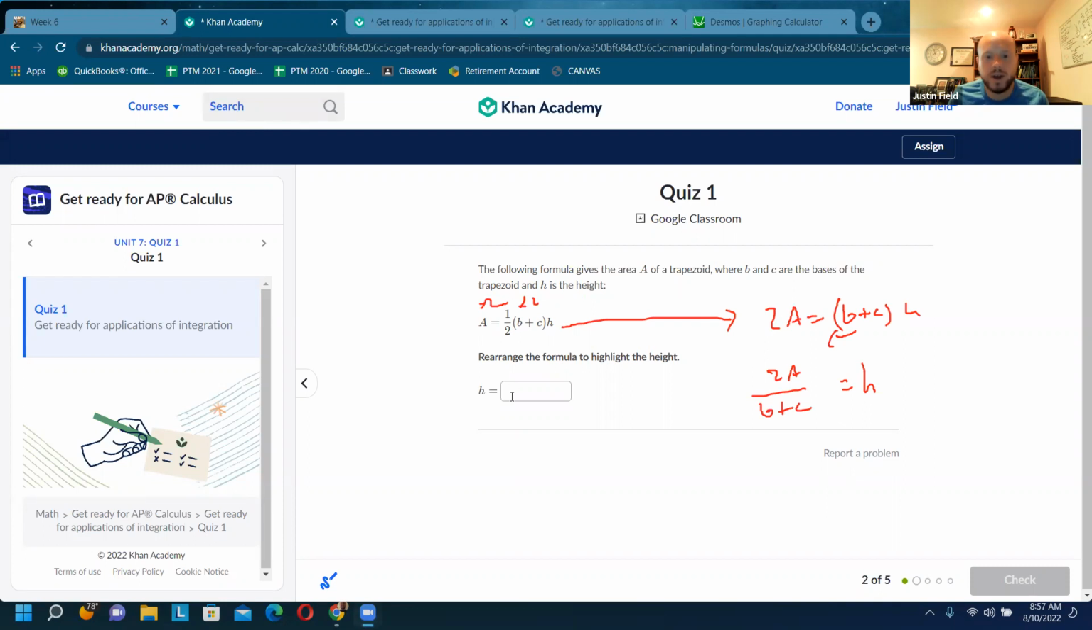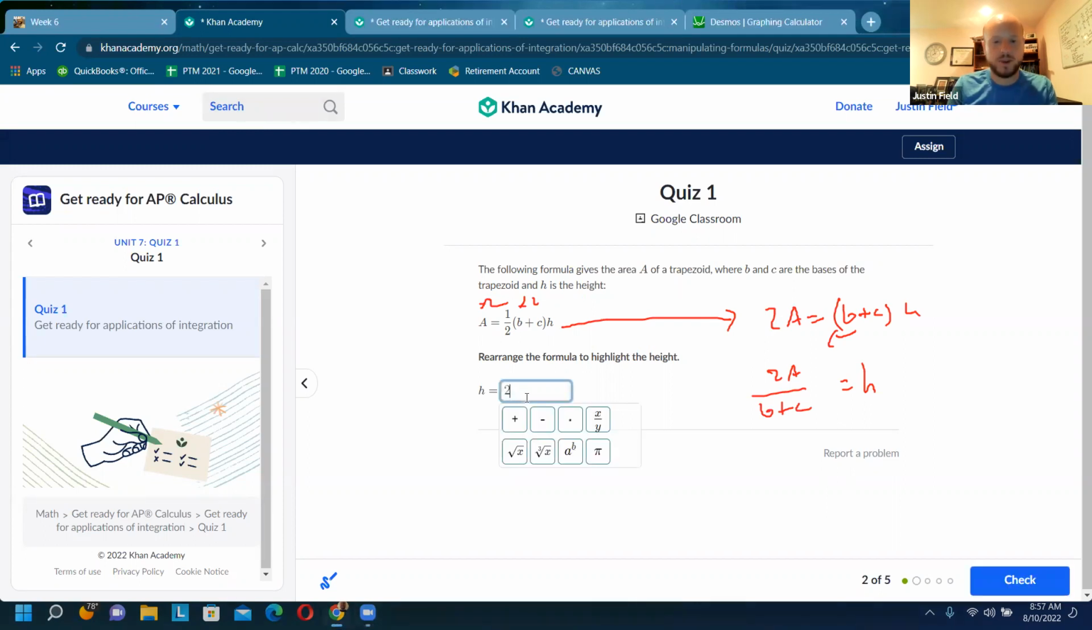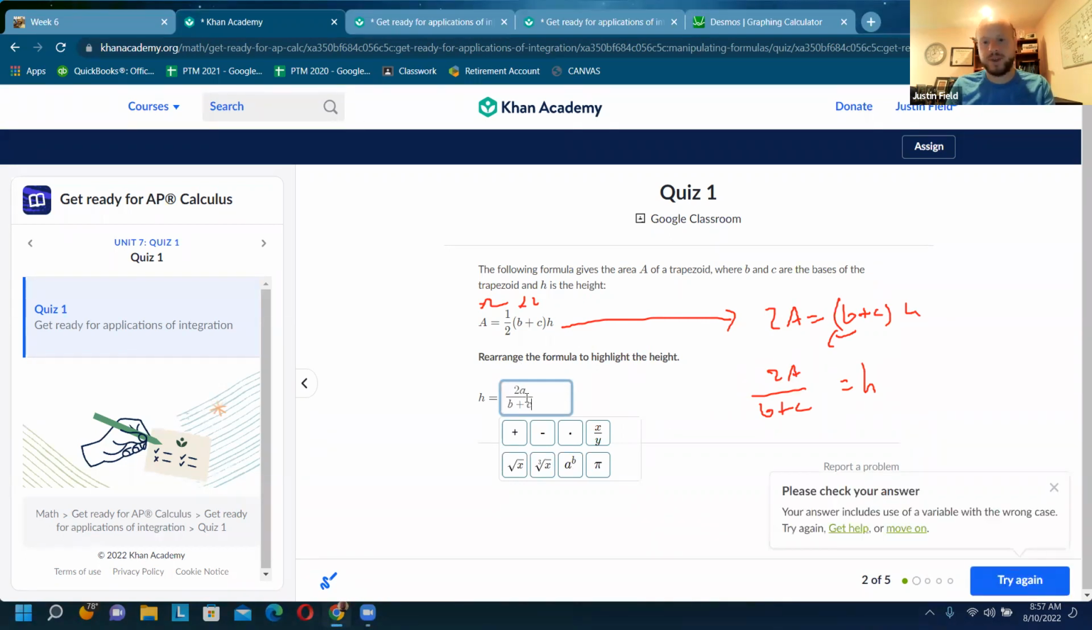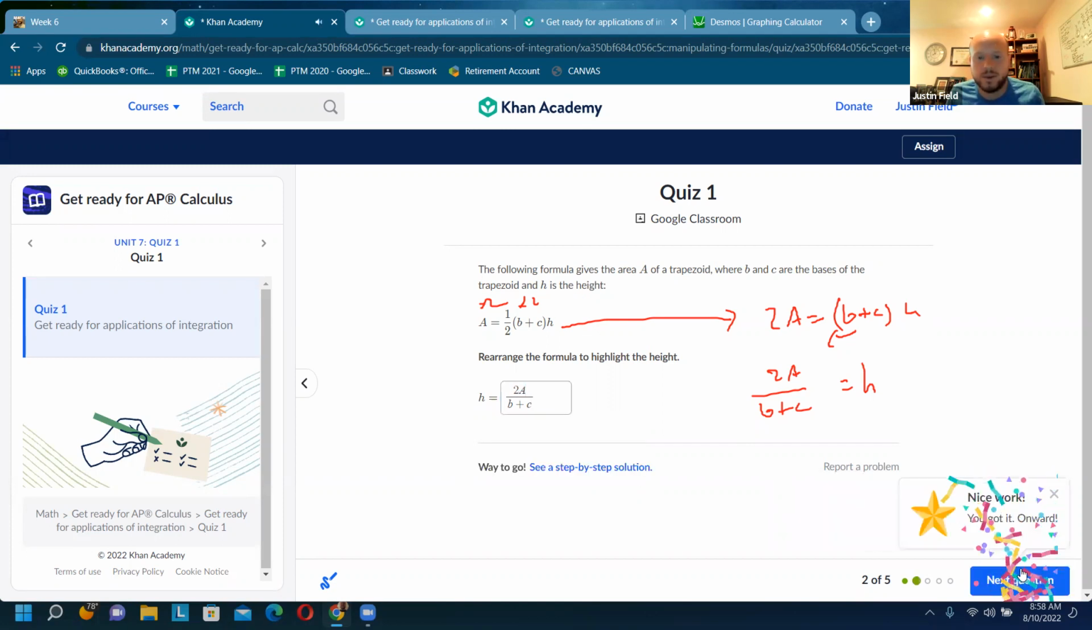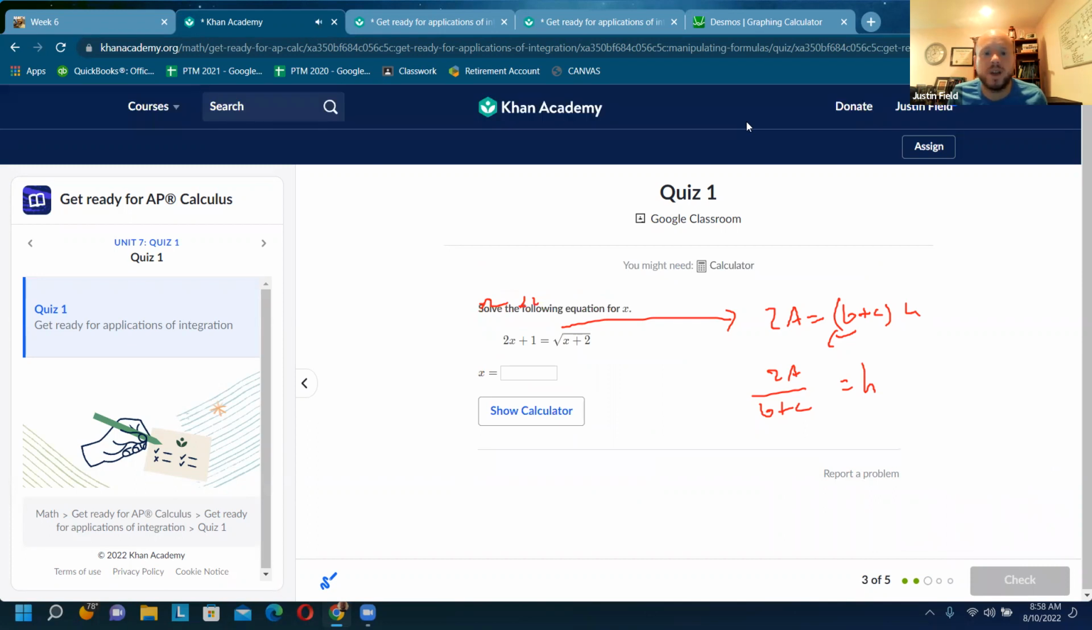But there's a balance between being quick and being right. As you can see, I walked that fine line. See? Your answer includes use of variables in the wrong case. Oh. Like that? Okay. There you go.